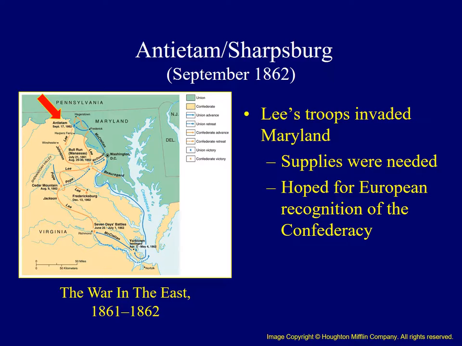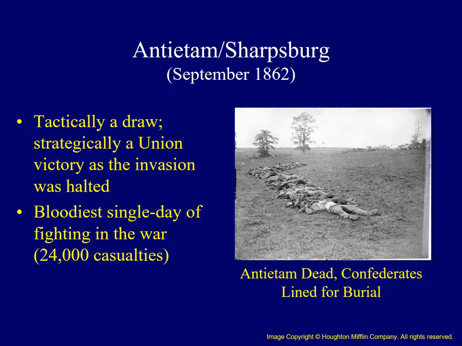From a tactical perspective, Antietam, also known as Sharpsburg, was a draw, but strategically it was a northern victory. Lee's invasion had been stopped, and Europeans would not consider recognition of the Confederacy at that time. Overall, the fighting resulted in about 24,000 American casualties, the bloodiest single day of fighting in the war.